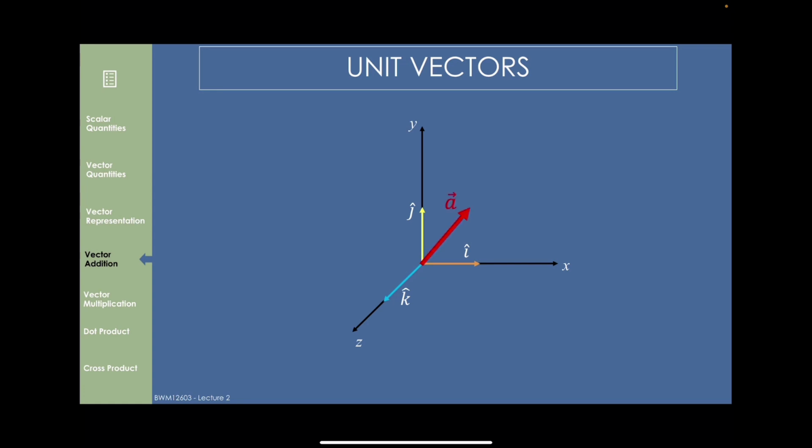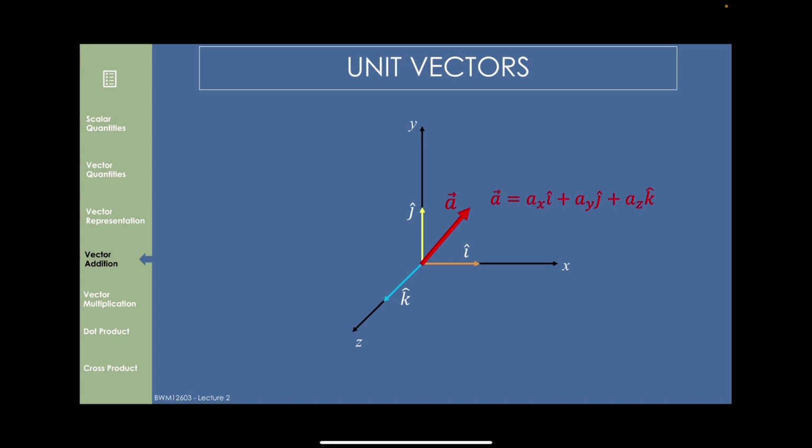Like this is a vector a. This vector will have three components: ax, that will be along the x-axis, ay, that will be along the y-axis, and az, that will be along the z-axis. And it will be represented like this. A will be equal to, as you saw in the previous slide, a vector can be represented as the sum of its components, right? So here a can be represented as ax plus ay plus az, right?